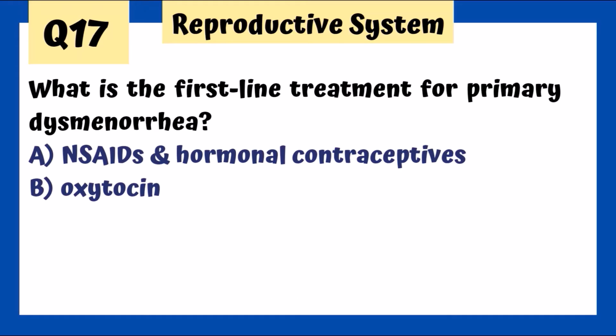Question 17, what is the first-line treatment for primary dysmenorrhea? NSAIDs and hormonal contraceptives. She won't be able to get pregnant until she gets off the hormonal contraceptives, but if we want to help her with her pain, we will give her hormonal contraceptives.